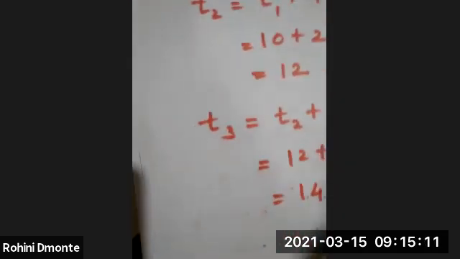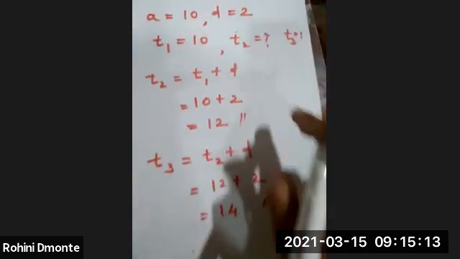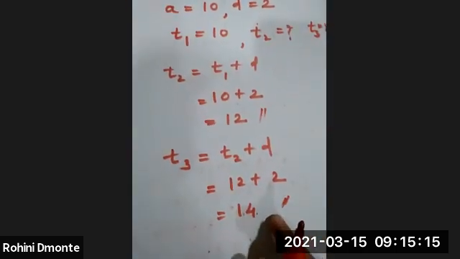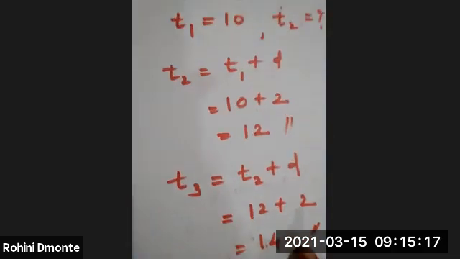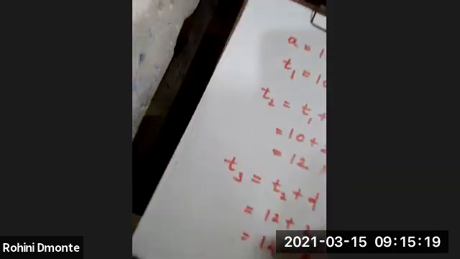Students, for T2 it carries half mark, and for T3 also it carries half mark. So that is 1 mark, right? Now let us move to the next sum.